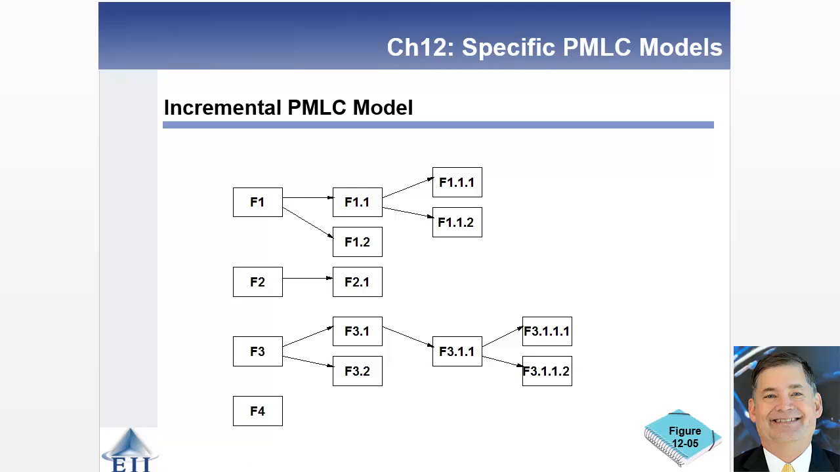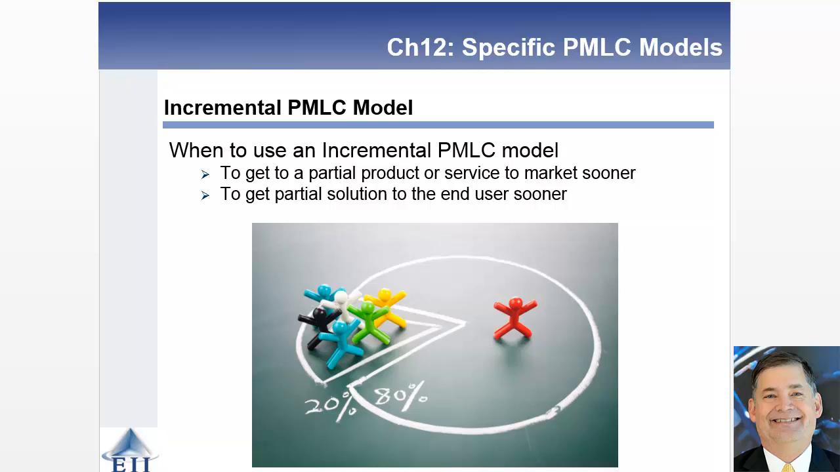And there are really 2 different ways of doing that. Talked about this earlier, this idea of a partial product to service to market faster or to the end user faster. And hopefully what your intent is to dominate market share because you were able to get to market faster than your competitors.